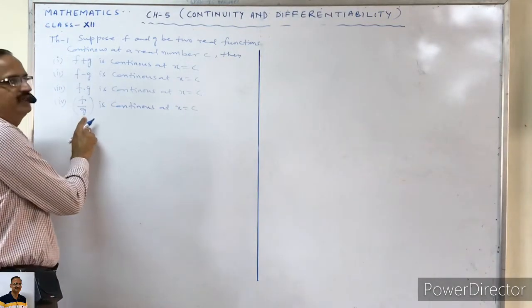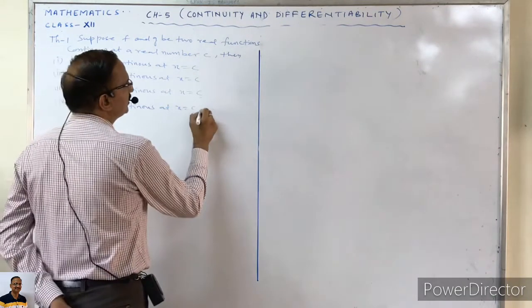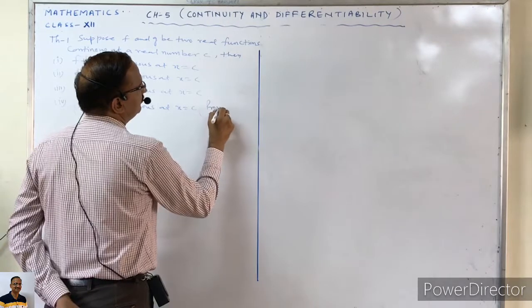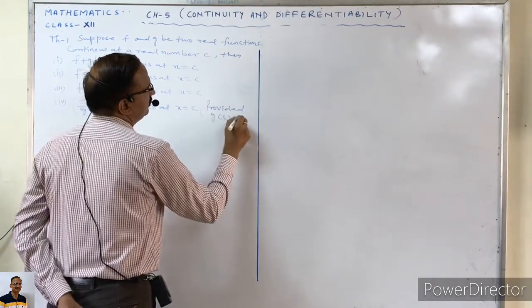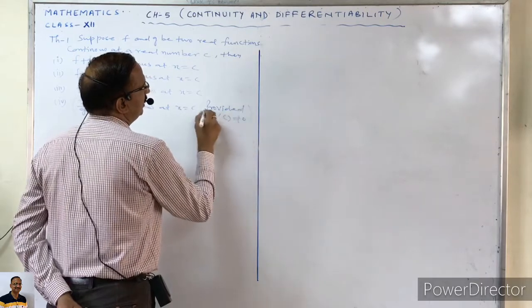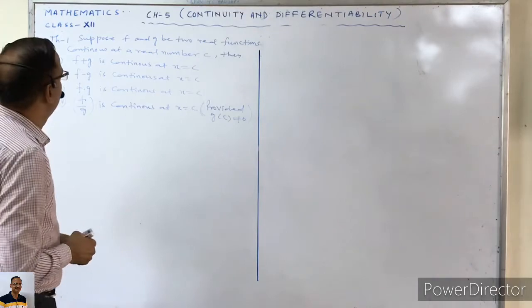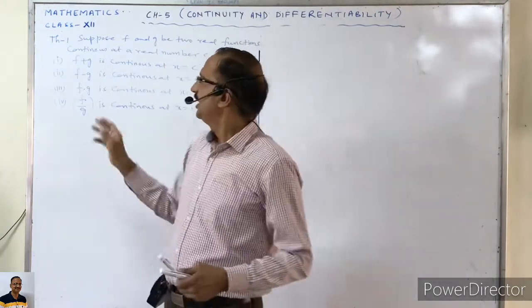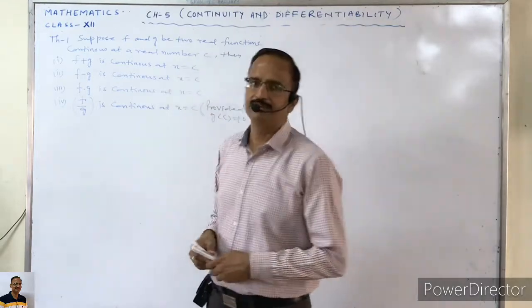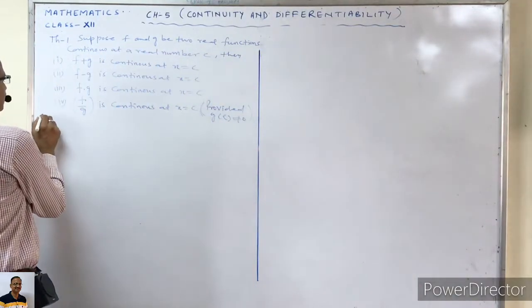But provided gc is not equal to 0. The denominator should be non-zero. So, I am going to prove the first part and the rest of the parts are the same. So, let us start with the first part.